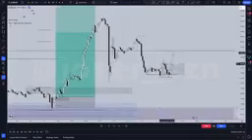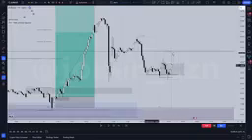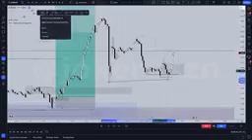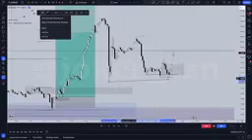So there we go, we now got the close above, so we have now a shift in order flow, and now we can consider this as an SMT, and we can say, okay, we don't have to take out those equal lows here.